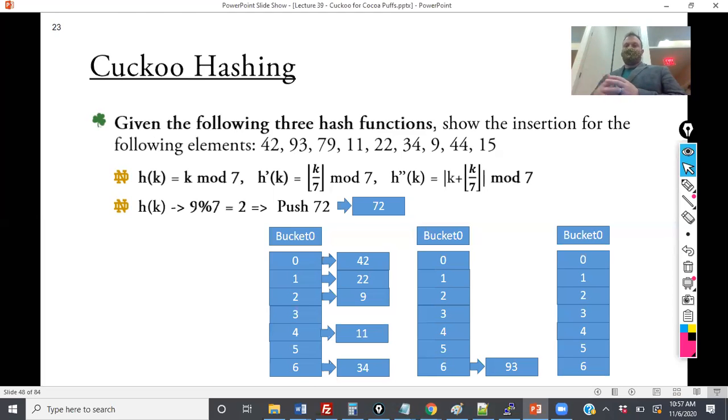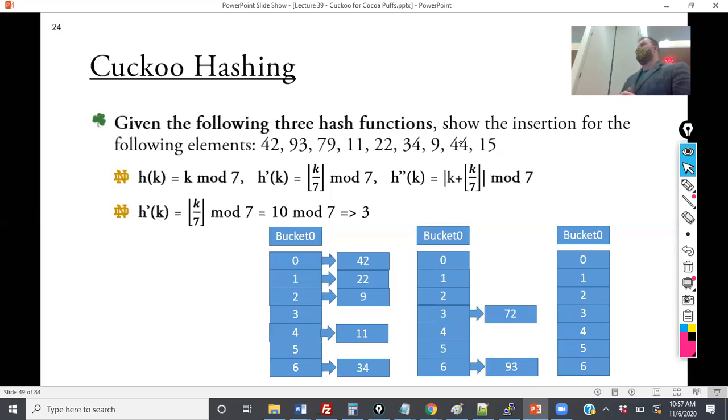So 72 is going to be divided by 7, and that's going to be 10, right? Mod 7, which is going to give us 3. So that notation there, k divided by 7 with the floor brackets, means divide it and then give me the lower value, meaning that it's not going to round up. If it was rounded up, it would be 11, but below it's going to be 10 because we have 10 with a remainder.